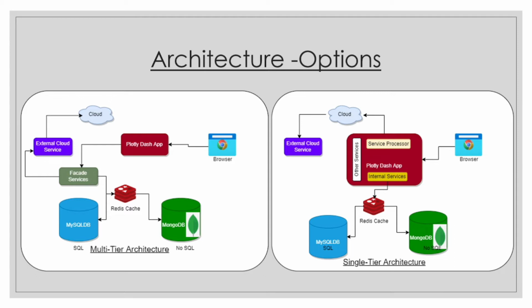The internal service can be further wrapped into a facade service. The facade service is a very common architectural pattern. It has been in the industry for a very long time, and it abstracts all of the underlying interactions. In this case, the Plotly Dash app will be as thin as possible. The reason is it will not have any business logic at all, other than just displaying the data.